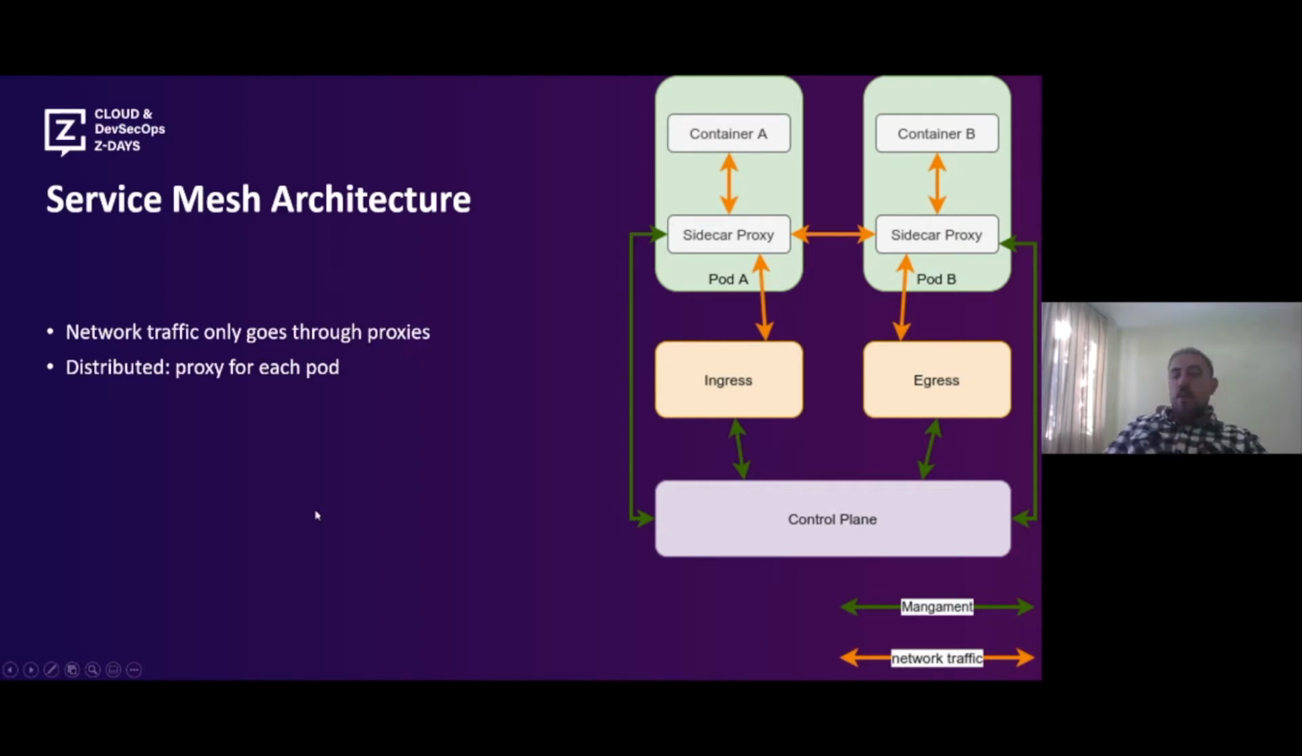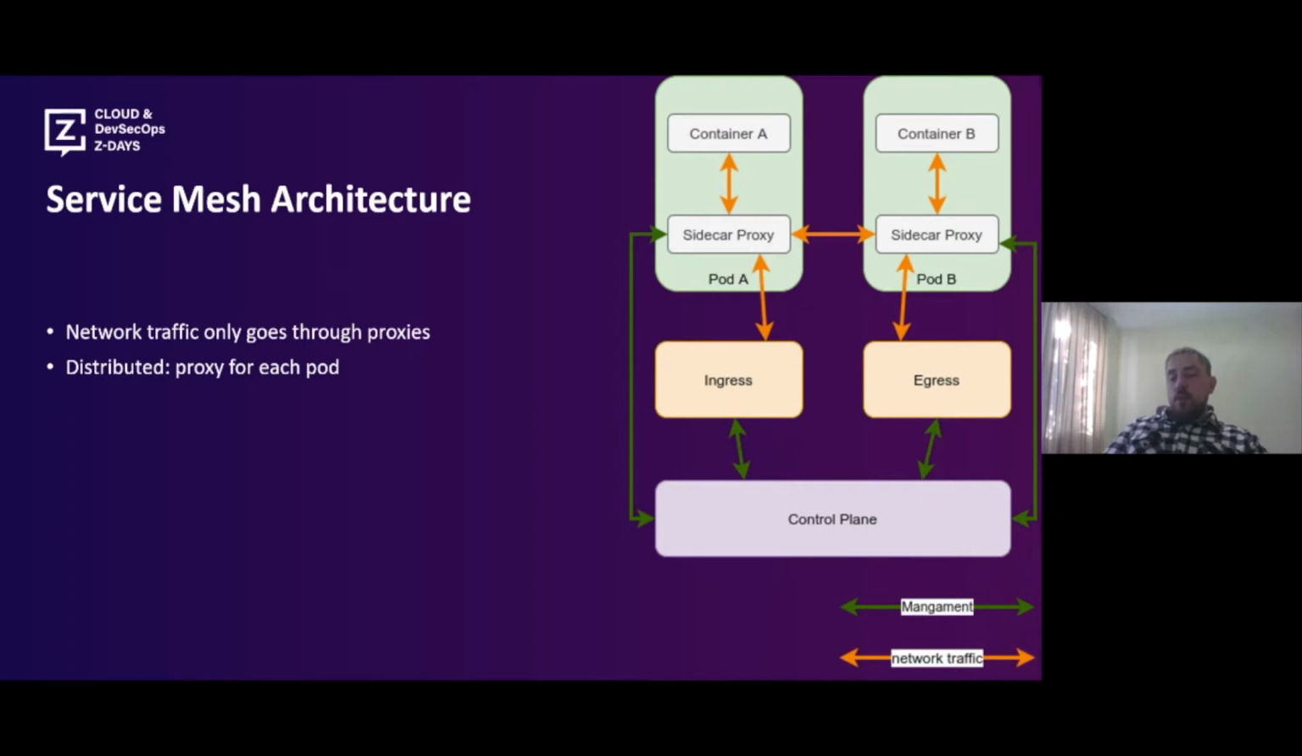And then it's distributed. Here on the diagram, we have just two pods, but in real-life scenarios, in production Kubernetes clusters, you will typically see tens of thousands or hundreds of thousands of pods running. So each pod will be accompanied by this sidecar proxy.